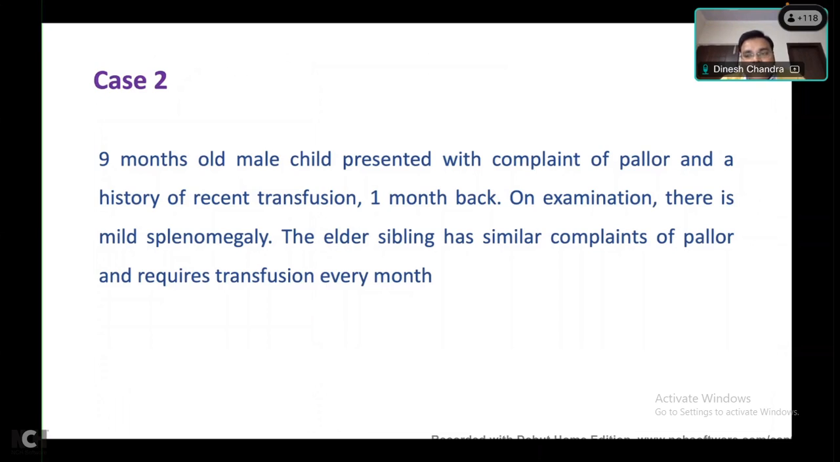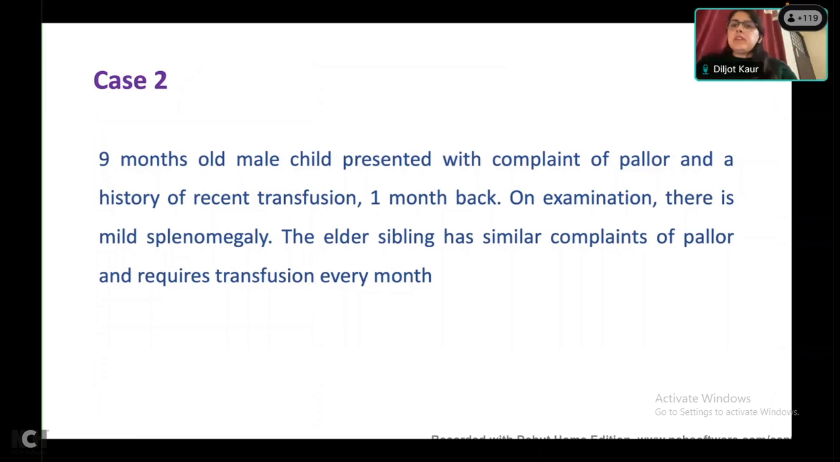Anyone can explain? Unmute yourself and answer. What does this history explain? What is the diagnosis, or what are you thinking after seeing this type of history?